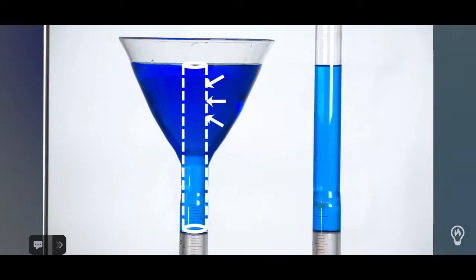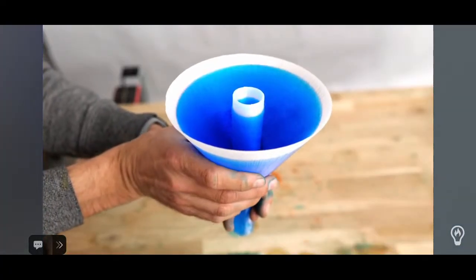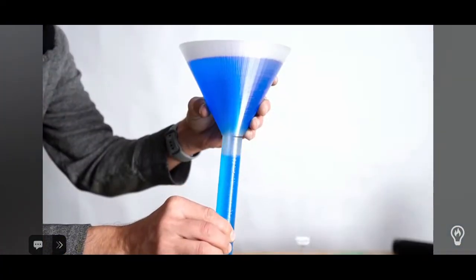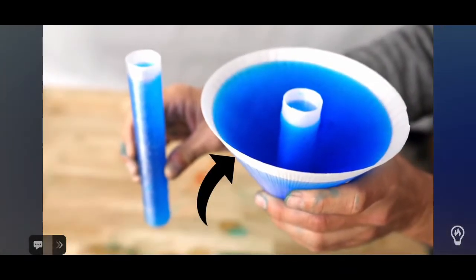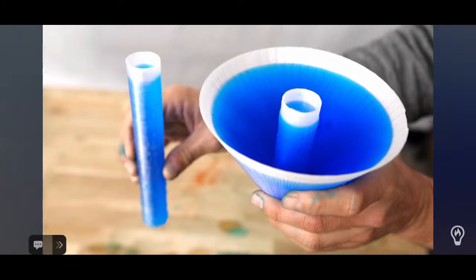It's as if the column has a wall. So it's like we've got one container shaped like a column, and around it, another container shaped like this. And so all this water is held up by the walls of the container, not the piston.